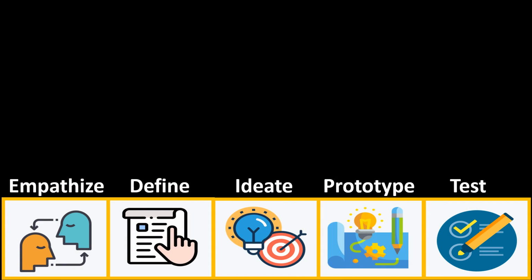The 5 steps in the design thinking process are empathize, define, ideate, prototype, and test. In this video, we would cover these 5 steps linearly. However, these can occur iteratively in a nonlinear fashion in the design thinking process.